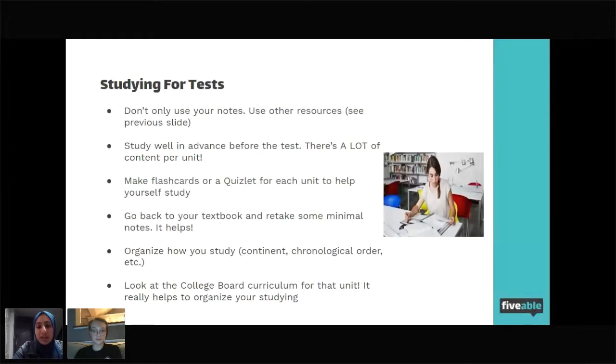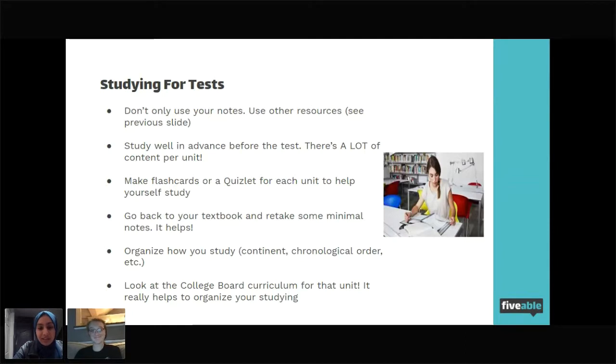Quizlet, study well in advance before the test. So usually your teacher will tell you maybe a week or a week and a half before your test that you're going to have a test. Don't try and cram it all on the last night. It's not going to work. You're not going to be able to remember everything.